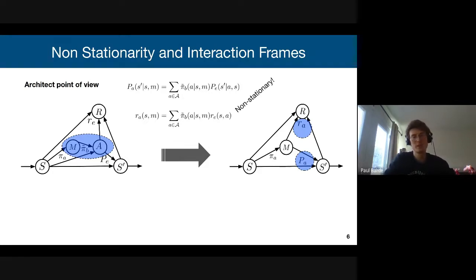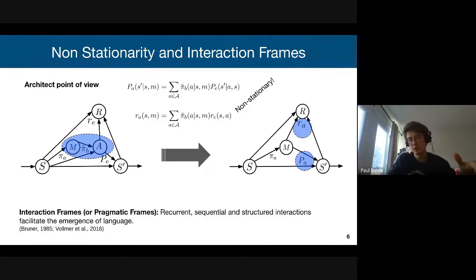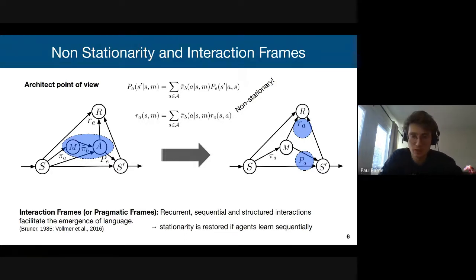So we have non-stationarity. And to palliate that non-stationarity, we are going to rely on a high-level prior to communication that is called interaction frames or pragmatic frames. And that states that agents that interact and learn sequentially are more successful at emergent communication. In our case, we are going to implement that by having the agents learn sequentially, and this will restore the stationarity of the problem. And I'm going to show you in a few minutes how we do that in practice.